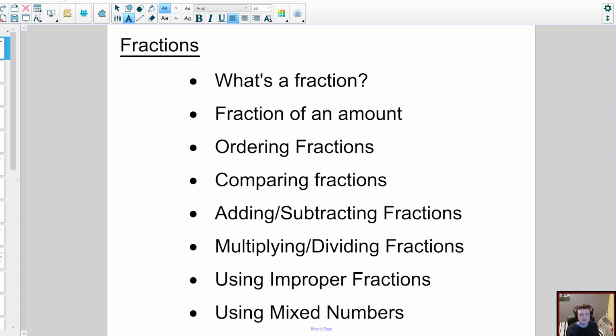What is a fraction? How to work out a fraction of an amount. How to order them, how to compare them, which are two sides of the same coin, which is why they're put together. How to add or subtract fractions. How to multiply and divide, or at least recognize what we mean by multiplying and dividing fractions. Using improper fractions and what that means. And then using mixed numbers, and these bottom two are also two sides of the same coin. So we could think about it, these two are linked together, these two are linked together, and both these sections are part of the same thing. Both of these sections use similar methods as well. But yes, that's where we're going to start.